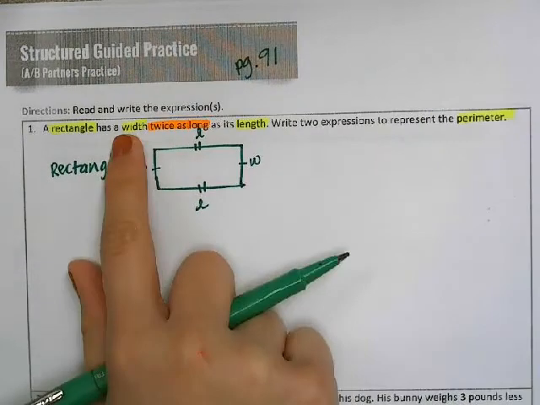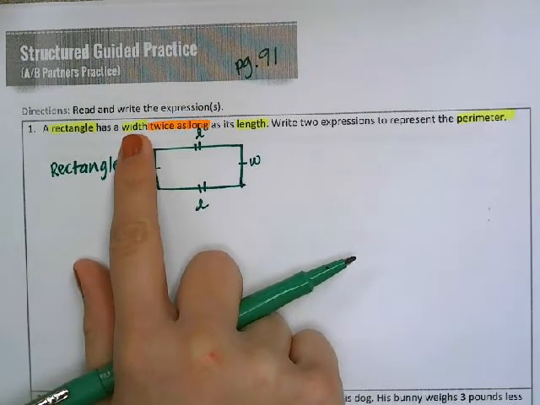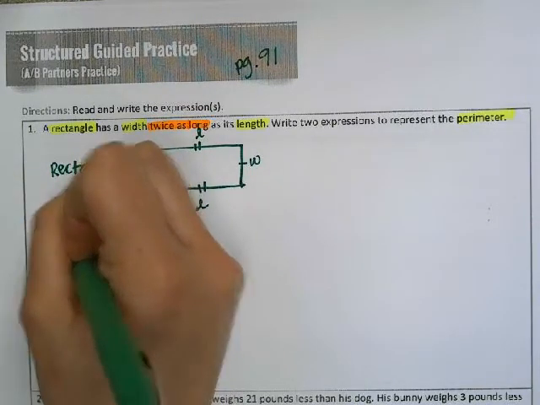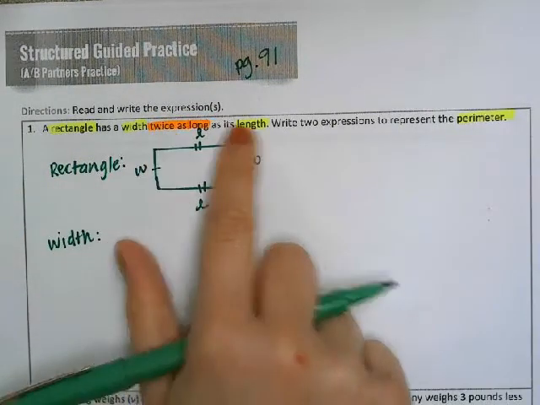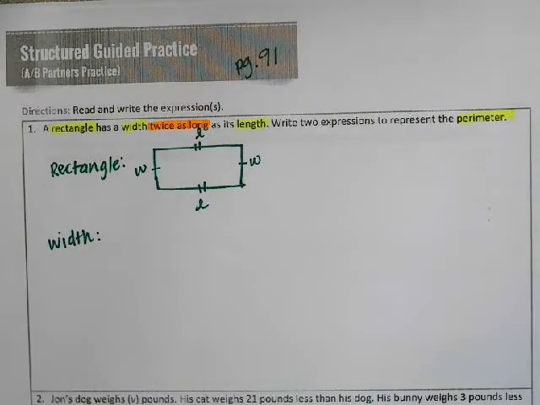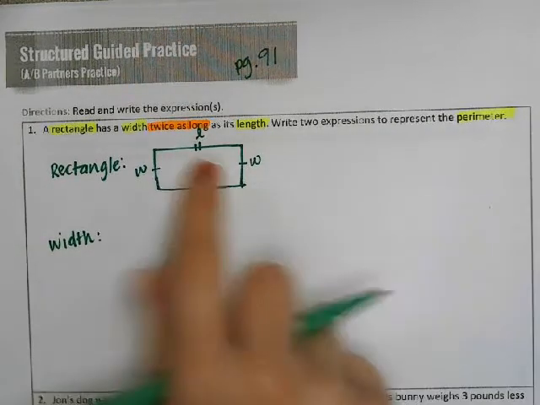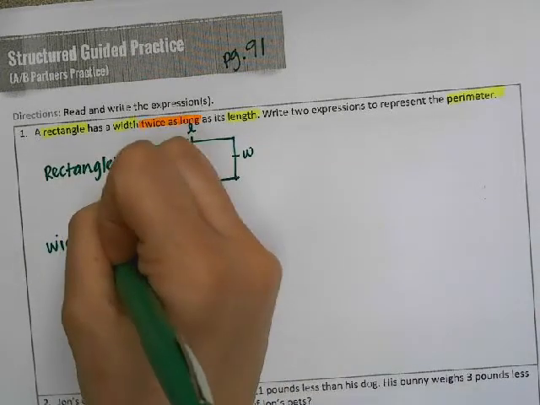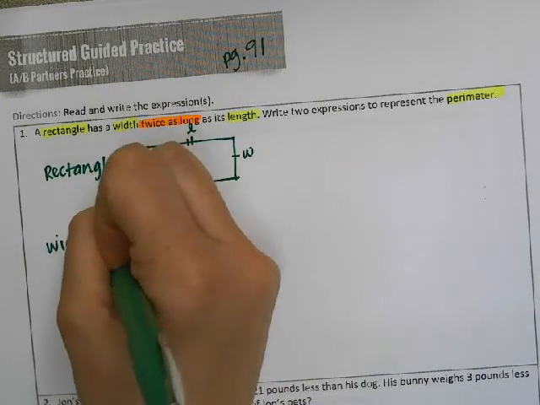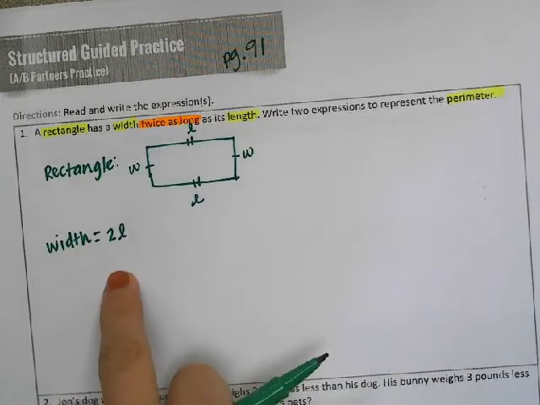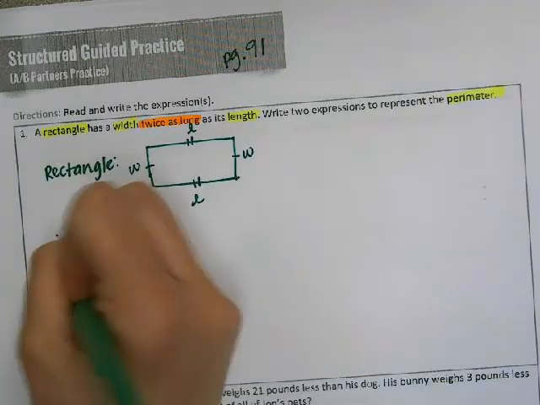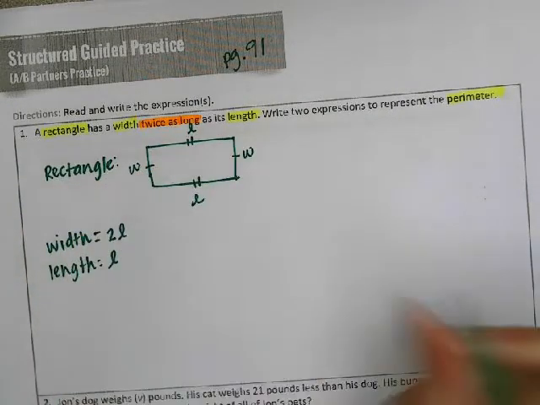From here, we have to identify what is my perimeter. Let's go in order with our width. So our width is our W, and we know that it is twice as long as my length. So what does twice as long mean? It means multiplied by 2. Twice means just 2 times. So I'm going to show that as 2 times the length. And length doesn't tell me what length is, so I'm just going to indicate length as L.